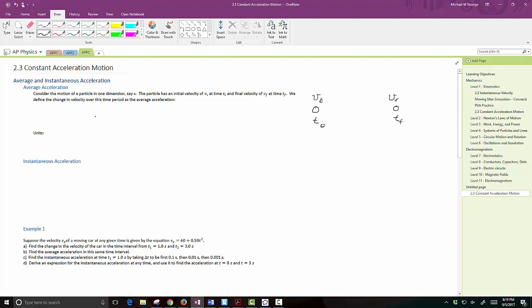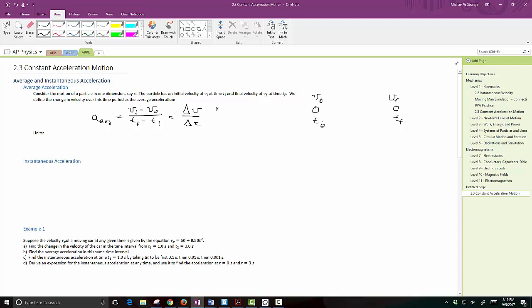And so we can define the average acceleration, and then we can write a little average is equal to the final velocity minus initial velocity, divided by the change in time, the final time minus the initial time. And that is the same as the change in velocity over the change in time.